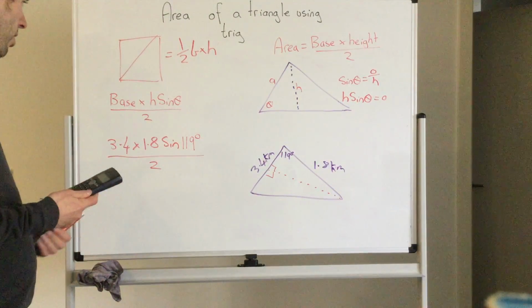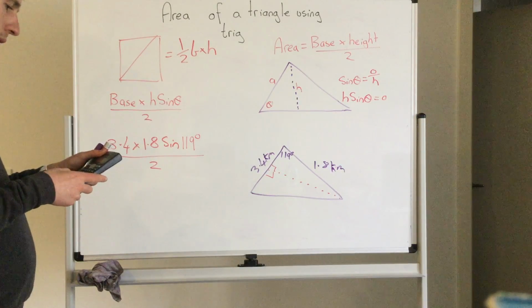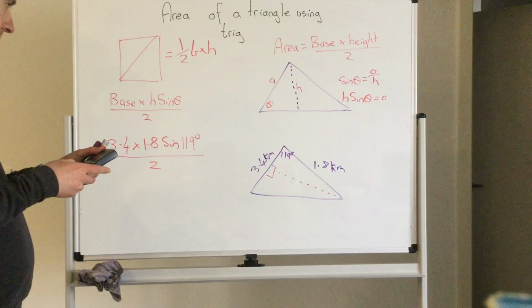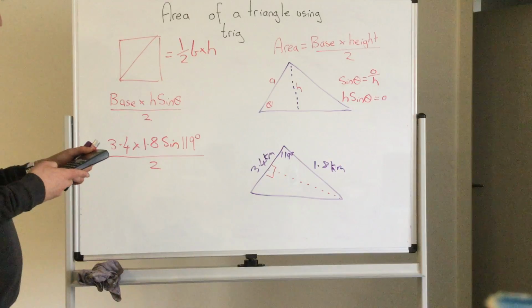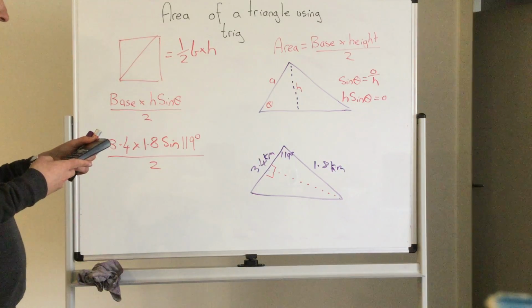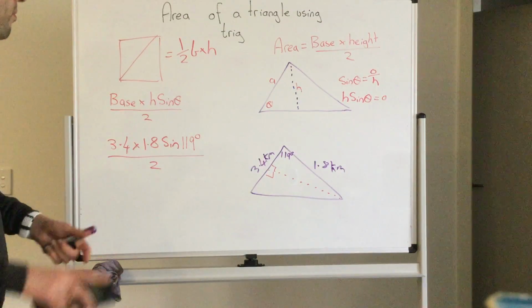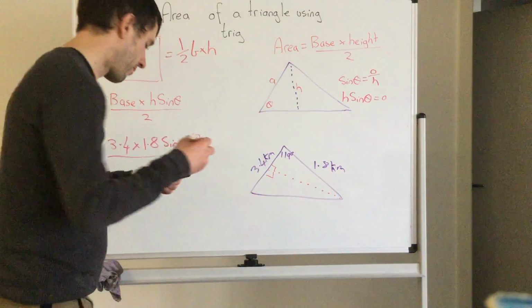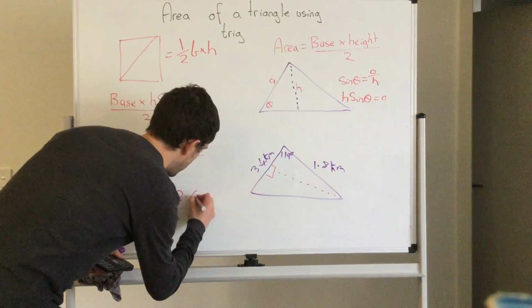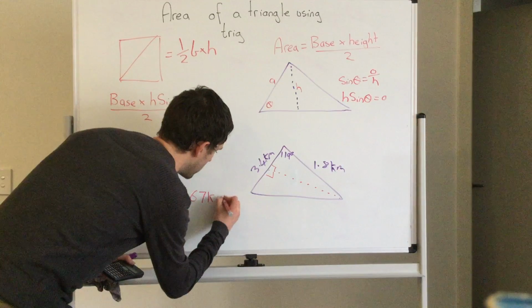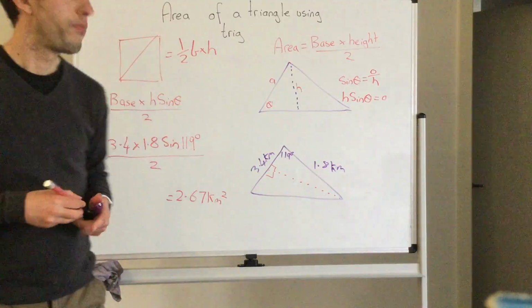So let's work that out. 3.4 times 1.8 times sine 119 degrees divided by 2, and I have 2.67 kilometers squared. So that is my area of this space.